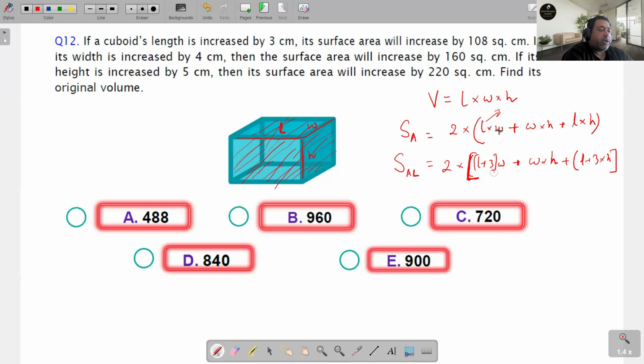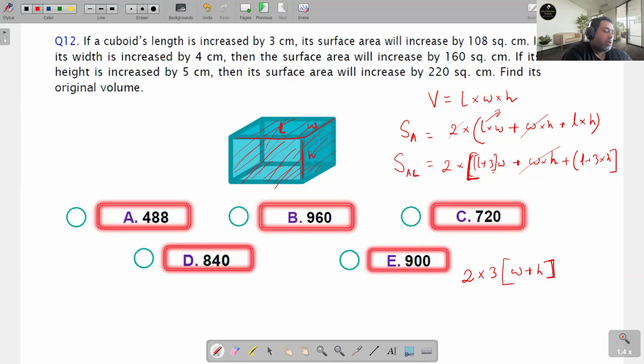All right. So if you subtract this one from that one, all these will cancel out. These two will cancel out. And it will be basically 2 into 3 into (W plus H).